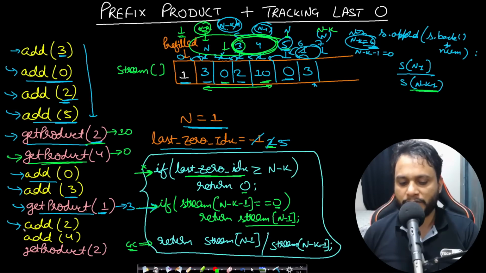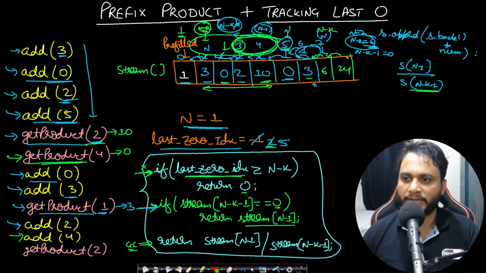Now let's append this 2. So if you append 2, just look at the previous item, it is non-zero, so multiply and store it. If you append 4, just look at the previous item, multiply and store it. If it was 0, then I will not multiply, right? So it will be 24 now.